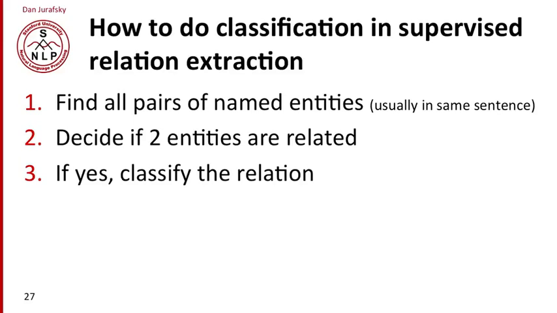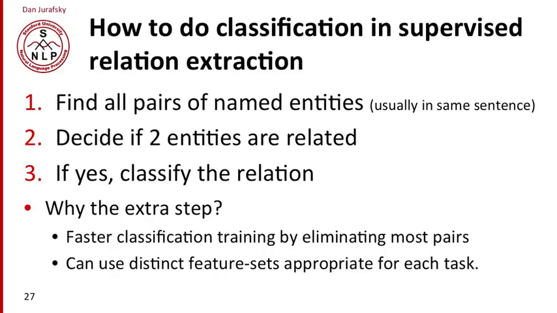So why do we build two classifiers instead of one? Usually, if we have a lot of data, this simple Boolean classifier that says these things are probably related in some way can be trained fast and run fast. We can train it on a lot of data. And that will eliminate most pairs because most entities in most sentences are probably not in whatever relation we're looking for. And then we can use distinct feature sets specific to deciding if two things are related to each other at all and deciding if they're in a particular relation.